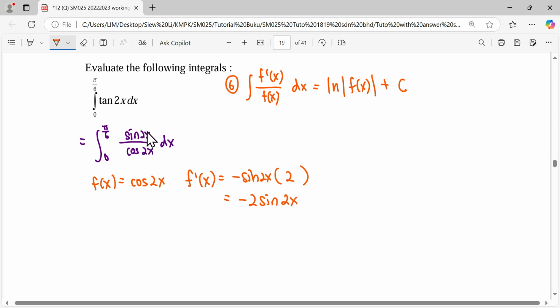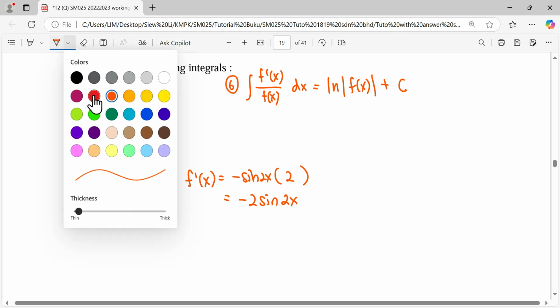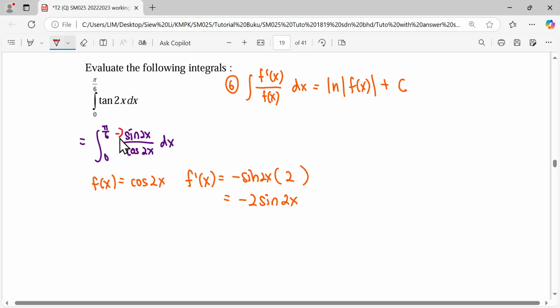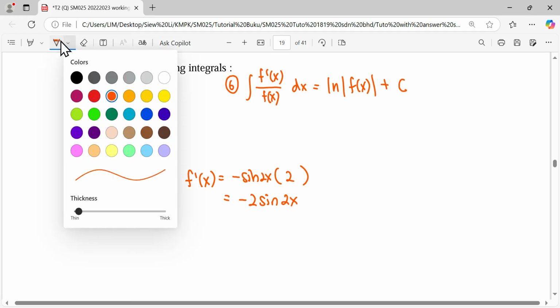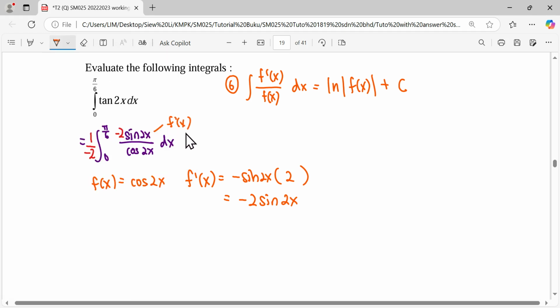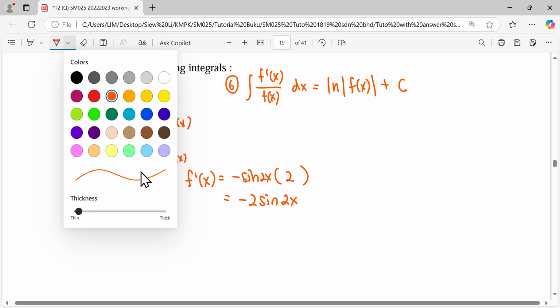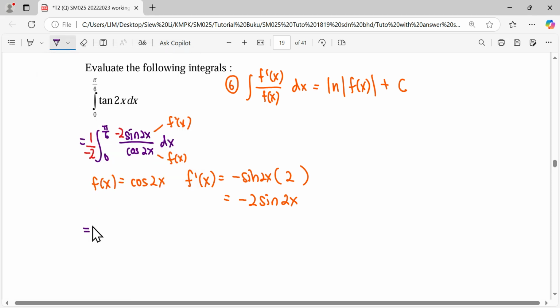As we observe our question here, we have the function, but we don't have the coefficient. In order to get the coefficient, we multiply negative 2 at the numerator. At the same time, we divide by negative 2 outside so that we still get the equivalent value of the question. We didn't change the question, but we get the pattern with coefficient negative 2. Here, this is our f prime x, this is our fx. Therefore, we can integrate directly using the special formula.